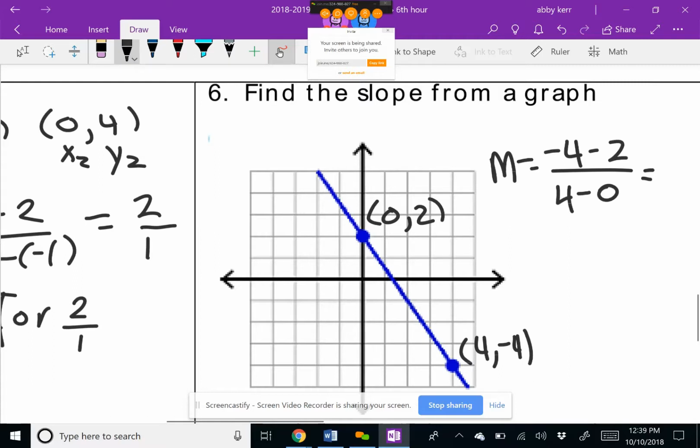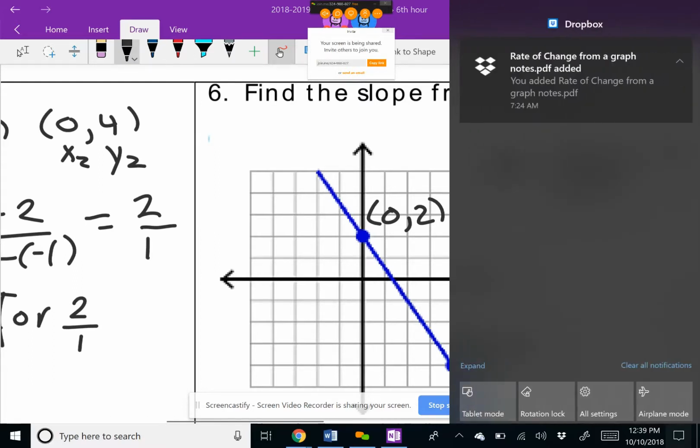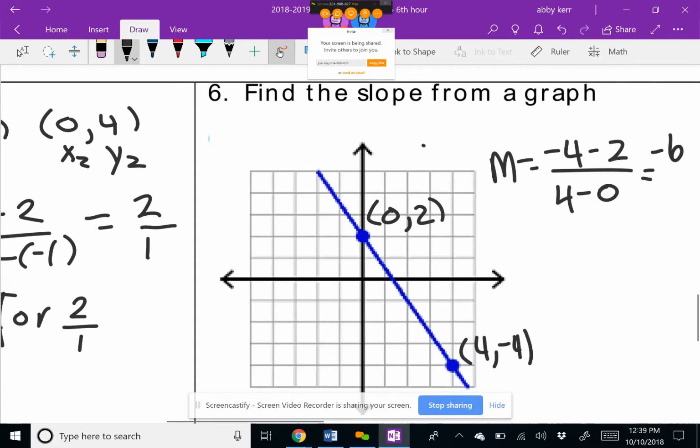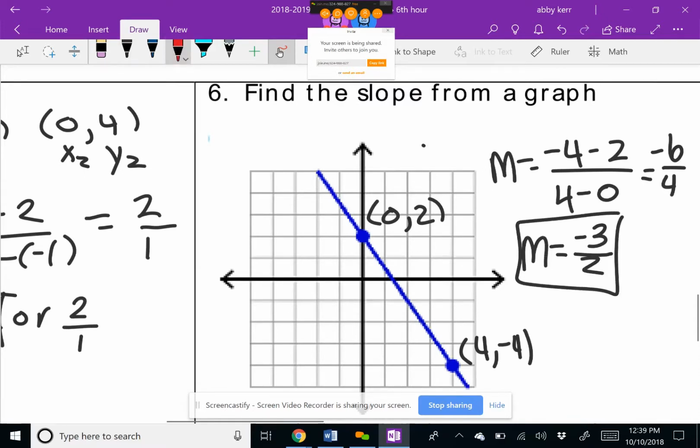-4 minus 2 is -6 over 4. Always simplify if you can, which in this case would be -3 over 2. And we can confirm by going 1, 2, 3 levels down, which is -3. And then write 2. Go 3 levels down, write 2.